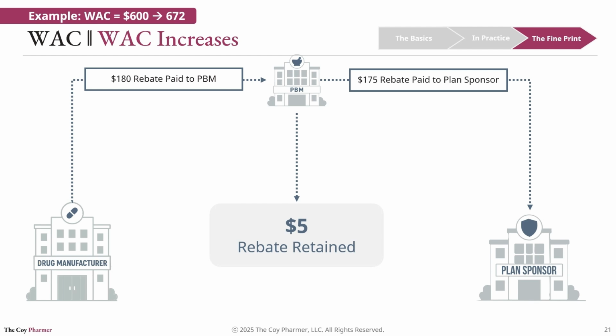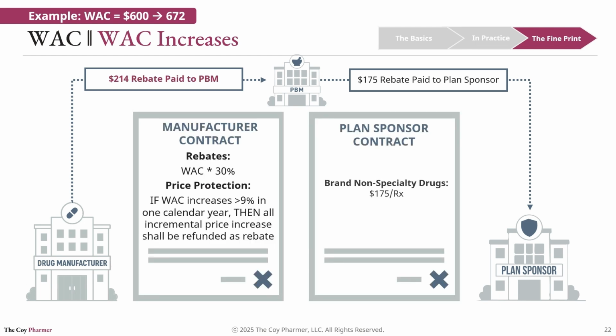So in this case, in the base case where the WAC equals $600, the PBM may retain $5 per script of brand rebate. So what happens when the WAC increases significantly in year? So goes from $600 to $672. So in this example, the rebate that gets paid is calculated based on WAC times 30% and also includes an additional amount because the inflation is over the 9% cap in the price protection clause in the contract.